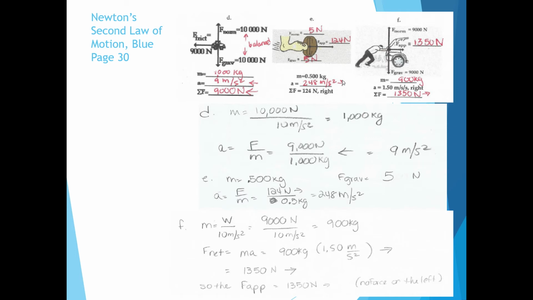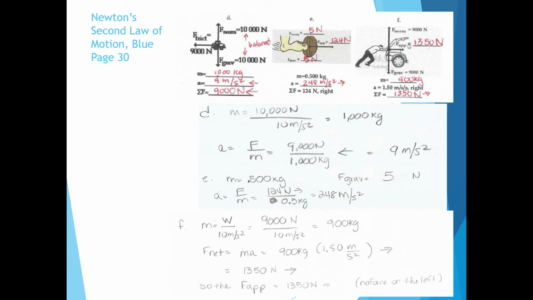And then the only thing left to solve for is the acceleration, and we're going to use F equals ma. When we've rearranged that for a equals F over m, we have 124 newtons to the right. The mass is 0.5 kilograms. When we divide that, we get 248 meters per second squared. And we label it with a direction to the right because that's the same as the direction of our net force.